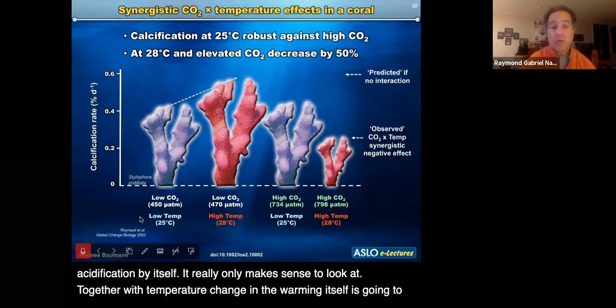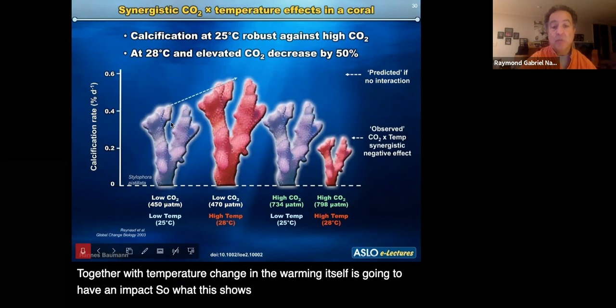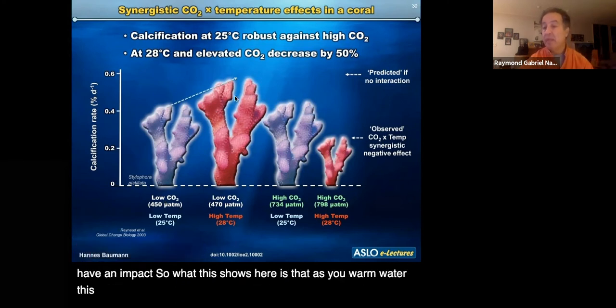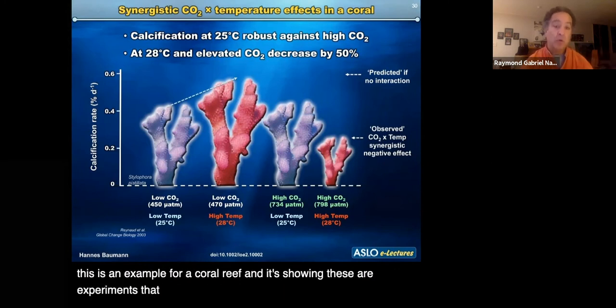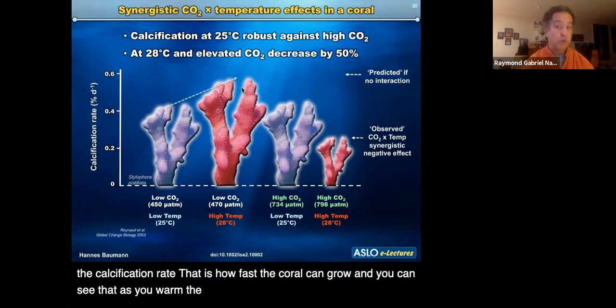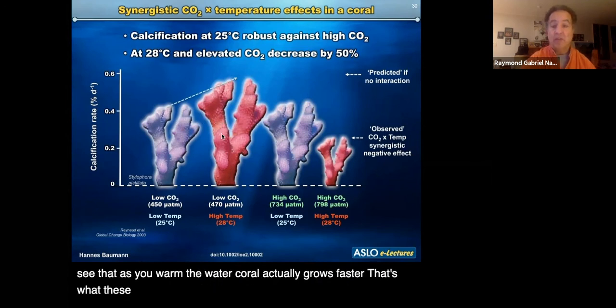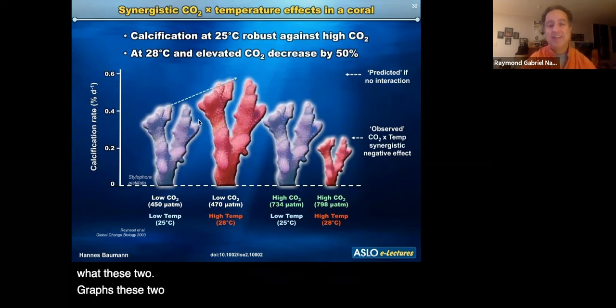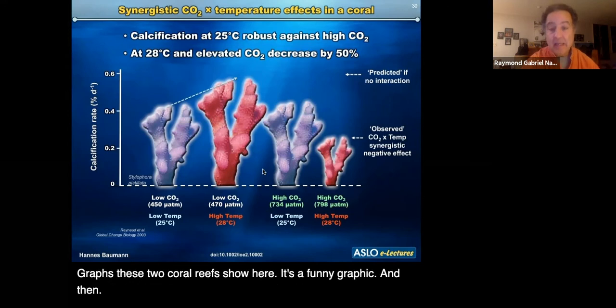What this shows is that as you warm water, this is an example for a coral reef, these are experiments that were done for a coral reef, measuring the calcification rate. That is how fast the coral can grow. You can see that as you warm the water, the coral actually grows faster. That's what these two graphs, these two coral reefs, show here. It's a funny graphic.